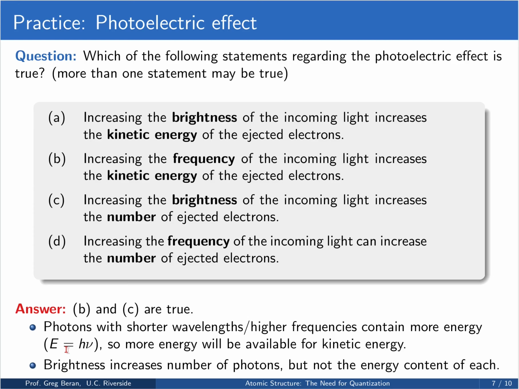And finally, D, increasing the frequency of the incoming light can increase the number of ejected electrons. That's false. The higher frequency means you have greater energy content in the photon, but any excess energy gets converted into the kinetic energy of the ejected electron. It doesn't cause multiple electrons to be ejected.